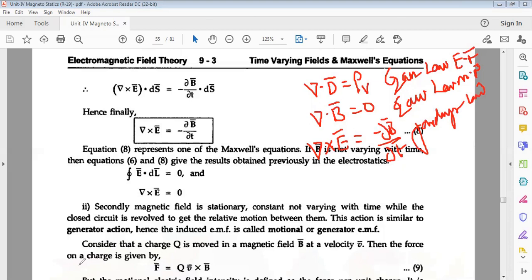Faraday's law. Okay. See, the same equation reduces to the static case if B bar is not varying with time. So far we discussed that this is a Maxwell's equation for time varying fields. If it is not varying with respect to time, it results in electrostatics, where the value is 0. So dou B bar by dou t becomes 0, the integral of E bar dot dl bar is equal to 0, and del cross E bar is equal to 0. Got it, my students?